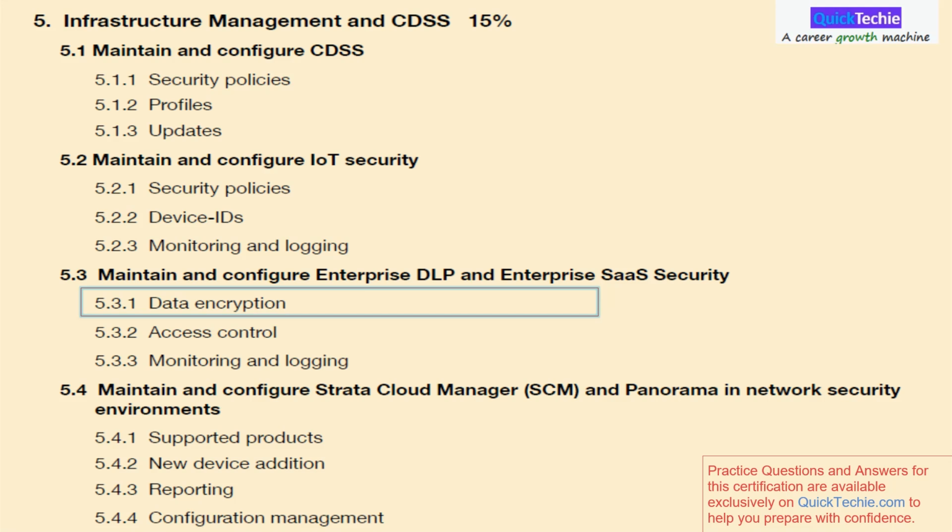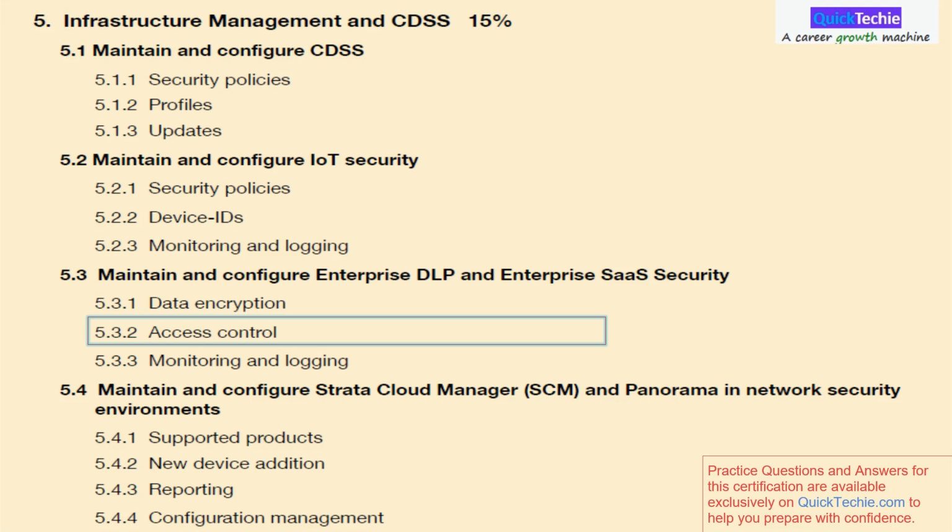5.3.2. Access control. Explanation. Access control mechanisms within Enterprise DLP and SaaS security ensure that only authorized users can access specific data and applications. This often involves integrating with identity providers and enforcing granular permissions. Scenario: you configure access controls for your company's SaaS-based HR system. Only HR personnel can access employee salary information, while managers can only view data related to their direct reports, all enforced through the SaaS security solution.